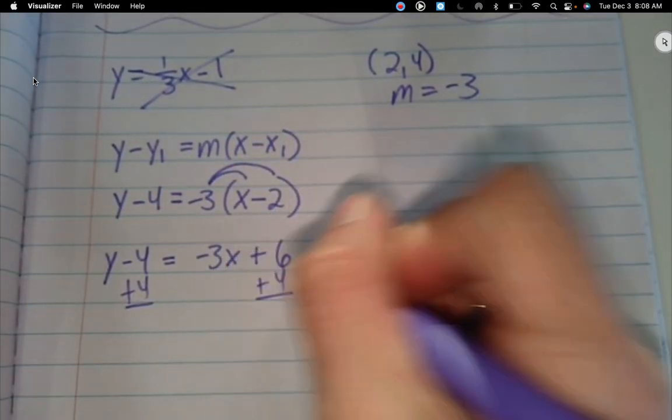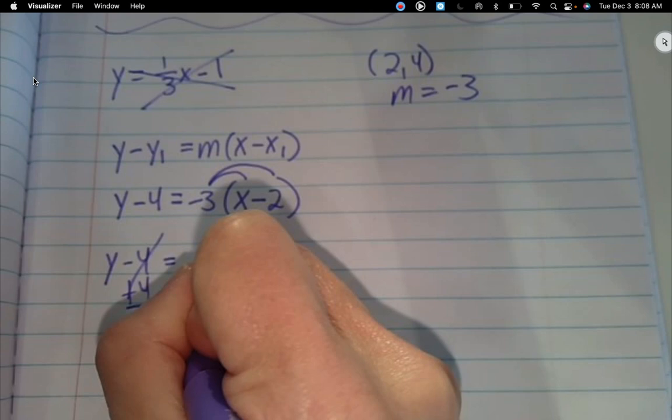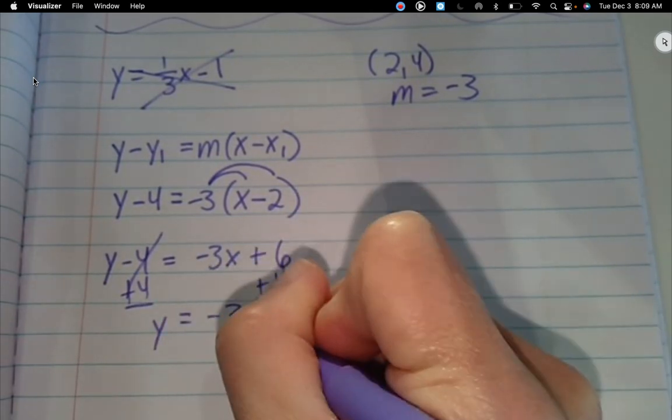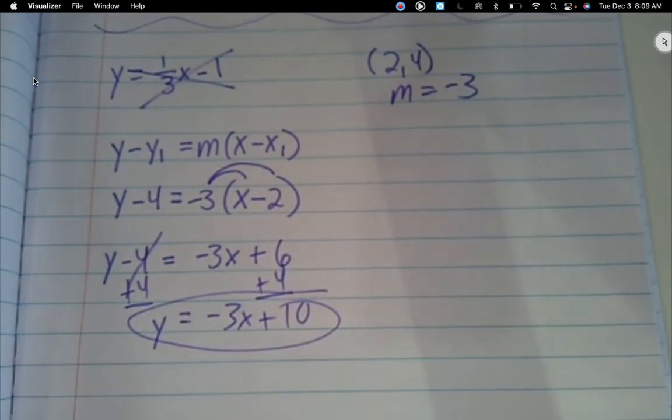Add 4. So y equals negative 3x plus 10. There's my new equation. Okay? If I drew both of these lines, they would cross at 90-degree angles.